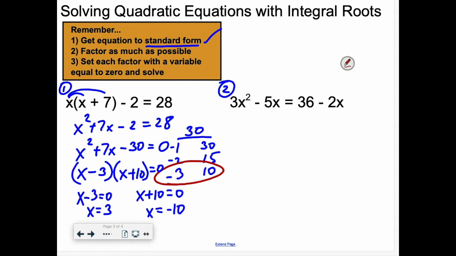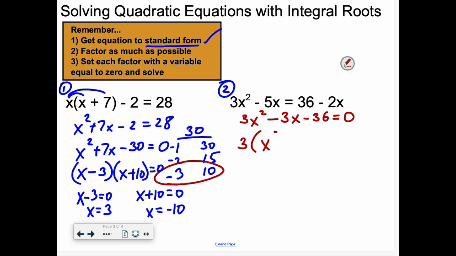Second one looks even funkier. We got a lot of stuff we can move over. So let's start just moving it over. We have 3x squared. I'll move the 2 over. So it's going to be negative 3x minus 36. I just use some inverse operations to move stuff over. Well, here I have a GCF that I can take out first. All of these terms have a 3 in them.